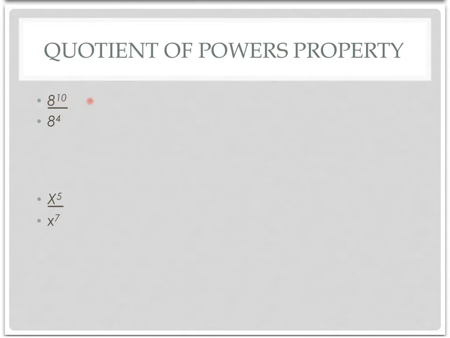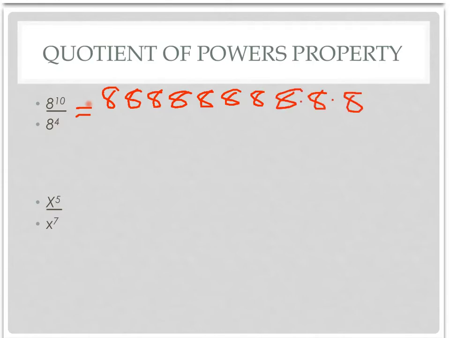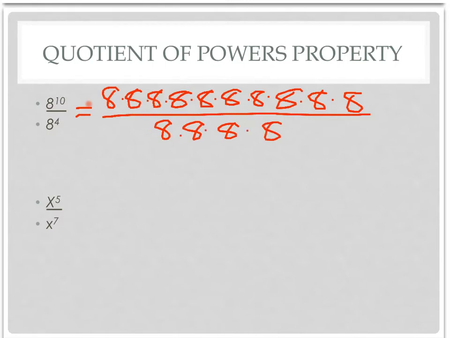So in this first problem we have 8 to the 10th power divided by 8 to the 4th power. And so what we're going to do first here is expand this. So 8 to the 10th is really 1, 2, 3, 4, 5, 6, 7, 8, 9, 10 eighths all being multiplied by each other. And that's being divided by 8 to the 4th, which is 4 eighths being multiplied by each other. And as we've been studying all year, when you have something divided by itself, which is what this line really means, right? It really means divided by.